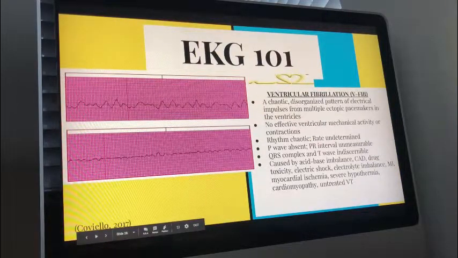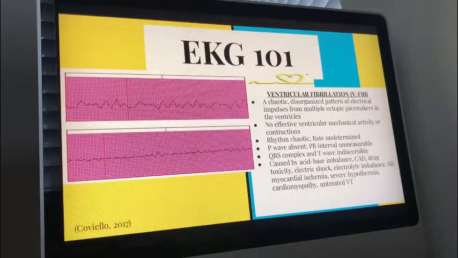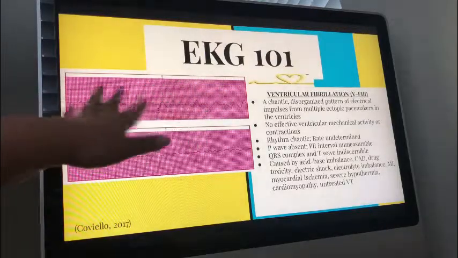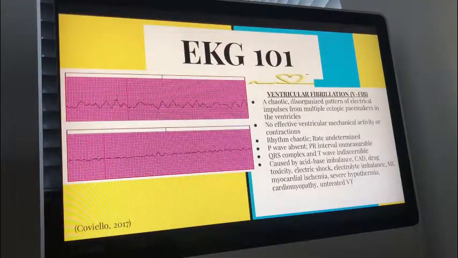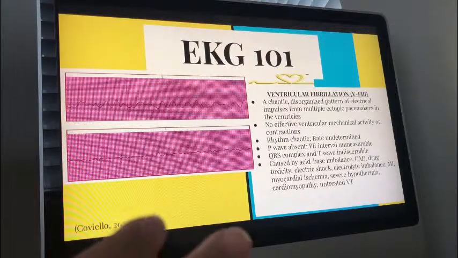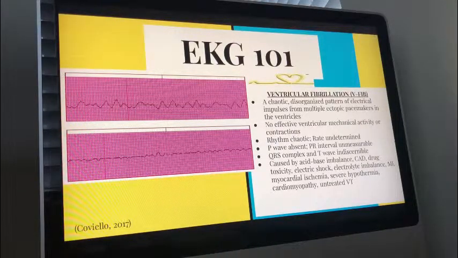Ventricular fibrillation: a chaotic, disorganized pattern of electric impulses all over the place from multiple ectopic pacemakers in the ventricles. There's no effective ventricular mechanical activity or contractions. The rhythm is chaotic. The rate is undetermined. The P wave is absent. PR interval you can't measure. QRS complex and T waves you can't see. It's caused by acid-base imbalance, coronary artery disease, drug toxicity, etc.